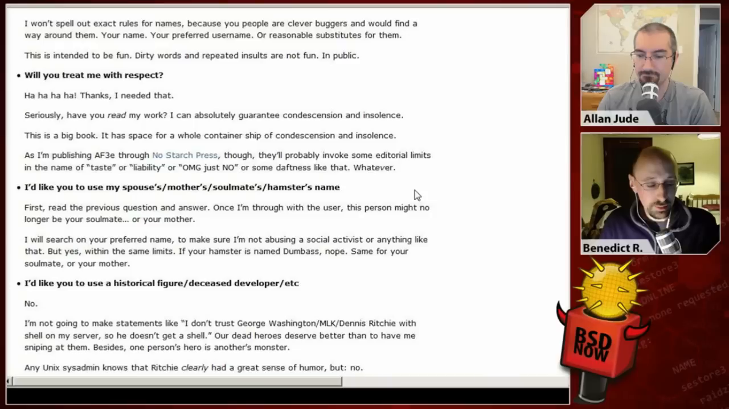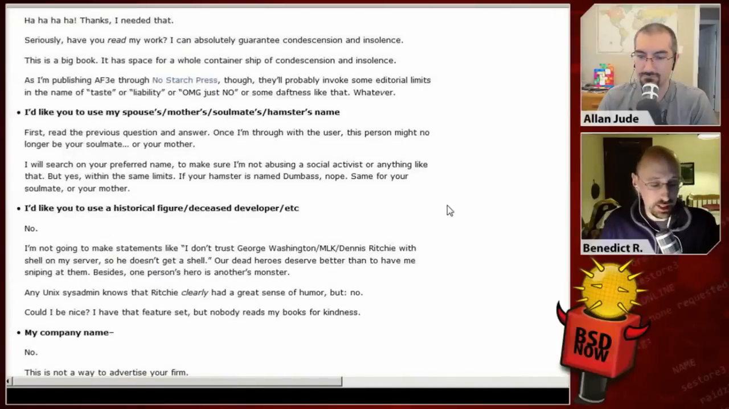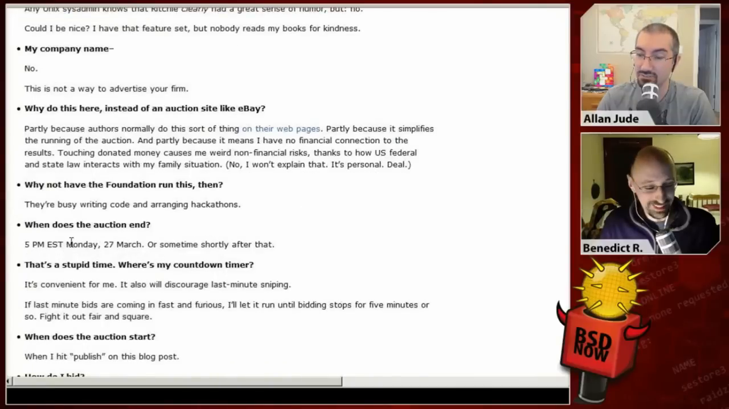So there are a couple of rules about the auction itself and what kind of names you might be allowed to use in there, and some things that he defines as certain rules that should still be followed. But the important one is the deadline, which is Monday, March 27th. So that doesn't leave very long.